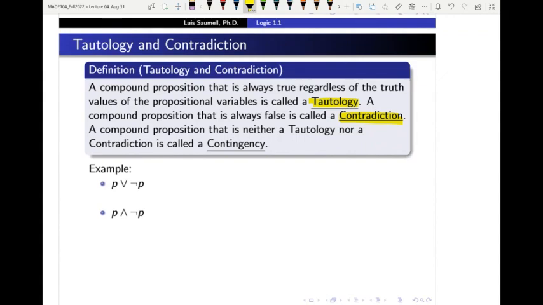So for example, contradiction: at the beginning of the semester, we did a little proof about why the square root of 2 is not a rational number. We did that by contradiction. So that's formally what a contradiction is, a proposition that's always false. What's the negation of a contradiction?